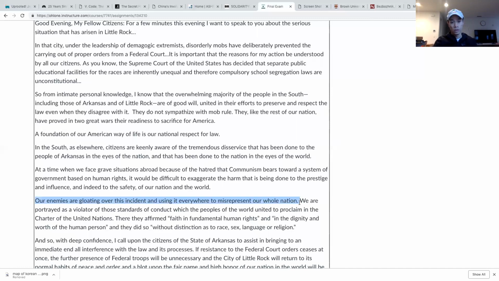The idea that America would, do you think it's a misrepresentation? I don't think it's a misrepresentation at all, because if you look at Arkansas itself, they were the ones that refused to let the students in. So look, he's worried about communist propaganda. He's worried about how the Soviets are going to use the refusal to integrate African American students as a criticism of America. And this is where I want to get to next.